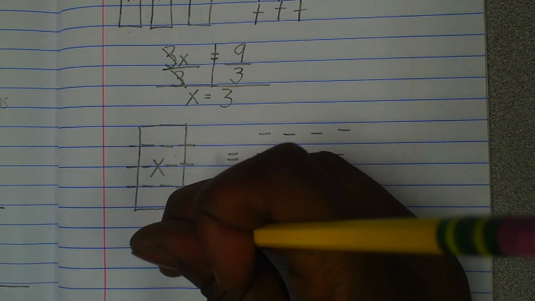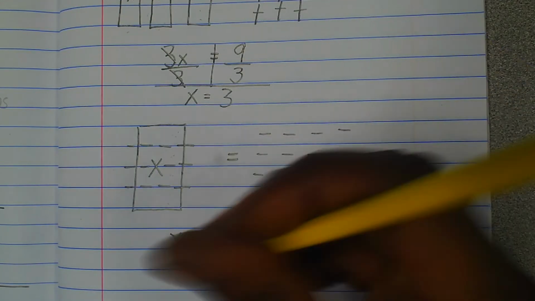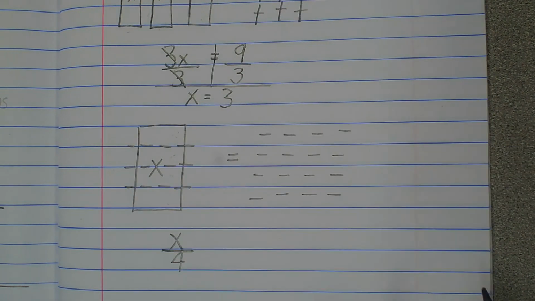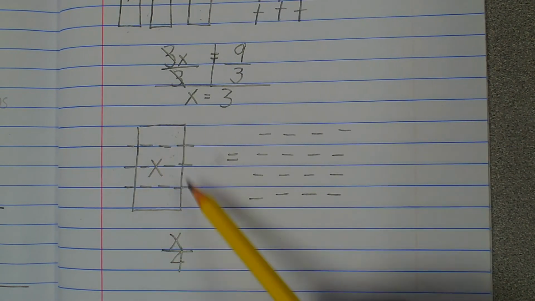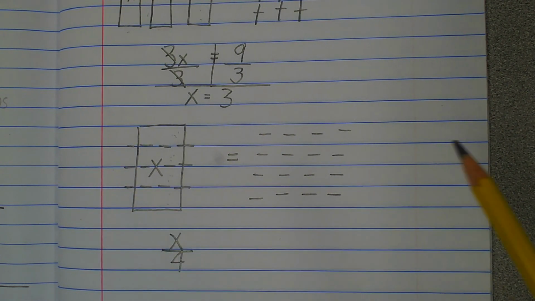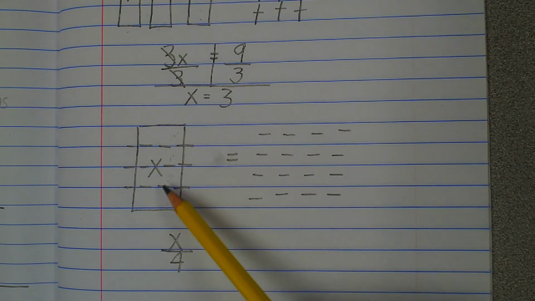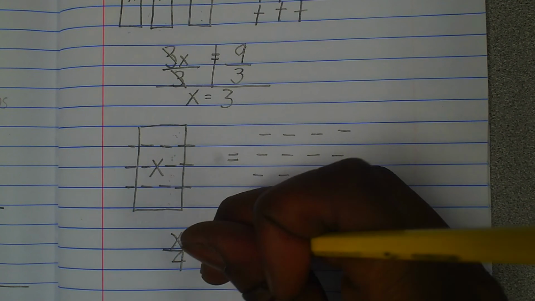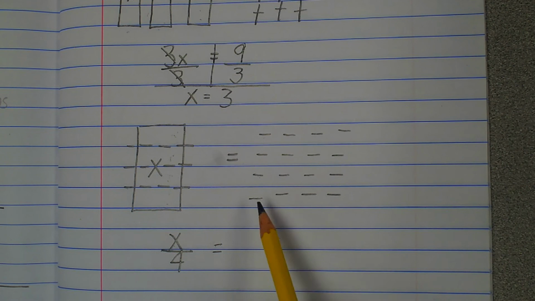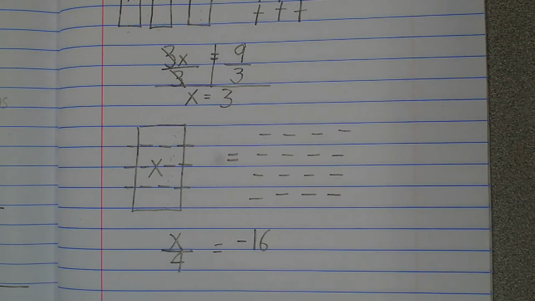Of course, we're going to have x, and it's being separated into 4 equal parts. So that means this will be represented as x divided by 4. We have one whole x, and it's being split or divided into 4 equal parts. Okay? So this is x divided by 4. 1, 2, 3, 4. And this equals, of course, we have 4, 8, 12, 16 negatives. So this is negative 16. Okay?